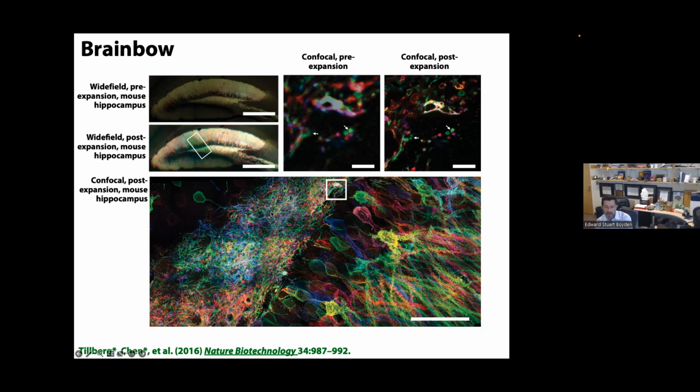So this is the mouse hippocampus. We express fluorescent proteins with viruses. If you zoom in with a confocal microscope, you quickly hit the resolution limit. But if you expand first and then image, you can cleanly see the wiring of the brain.